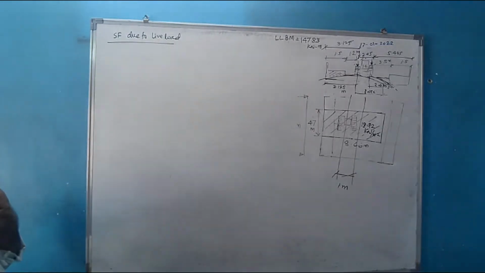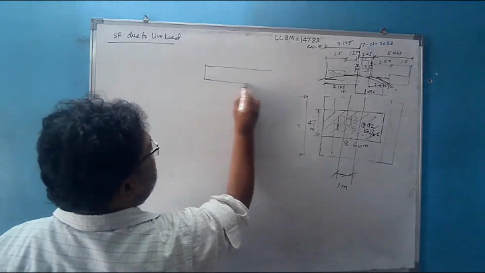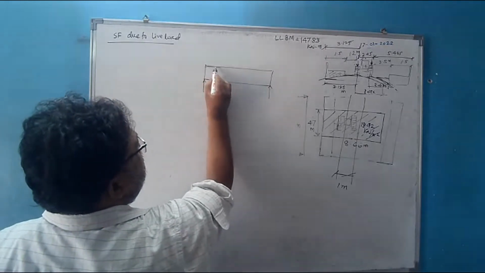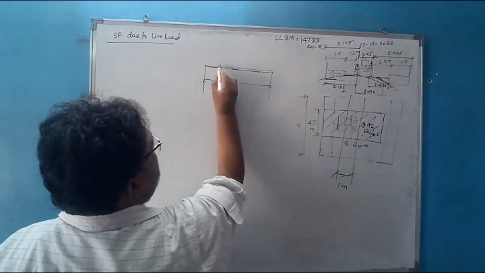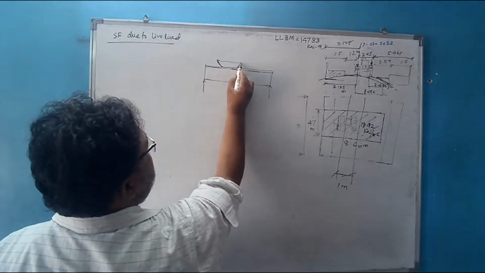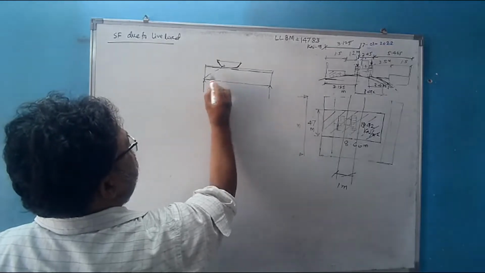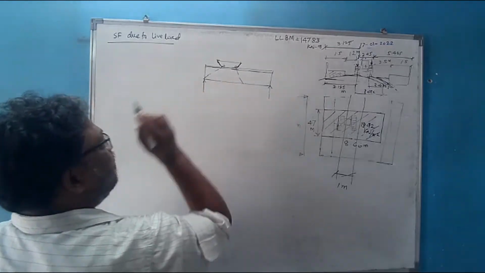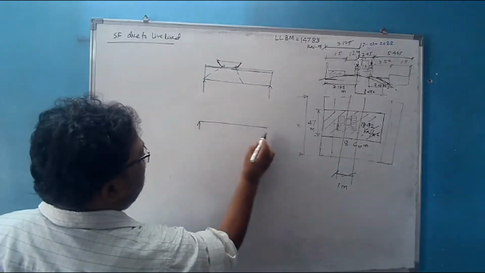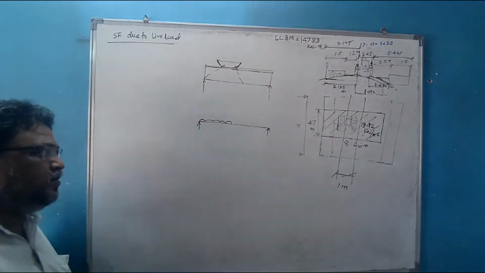शेयर फोर्स कैसे कैलकुलेट करेंगे? Now we have to place the vehicle close to the support such that the dispersion ends at the center of this support. ऐसे एंड होना चाहिए डिस्पर्शन. So this is the span on which the effect of load must be.